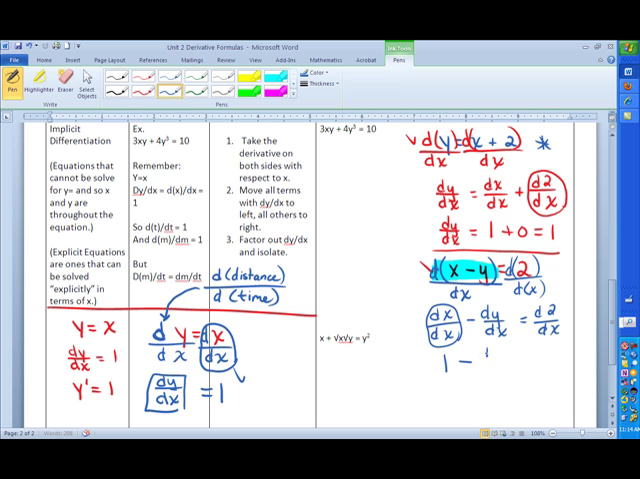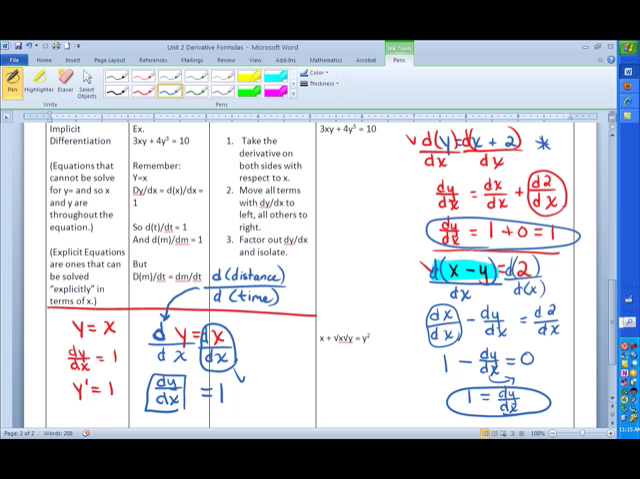Minus dy dx, we don't have a value for that because the change in x will influence the change in y, and that's what we're trying to find out: how does a change in x influence a change in y? And the derivative of 2 with respect to x is 0. Now we simply need to solve for dy dx. I'm going to move this to the other side since it's negative, and we get 1 equals dy dx, which is the exact same answer as we got right there.